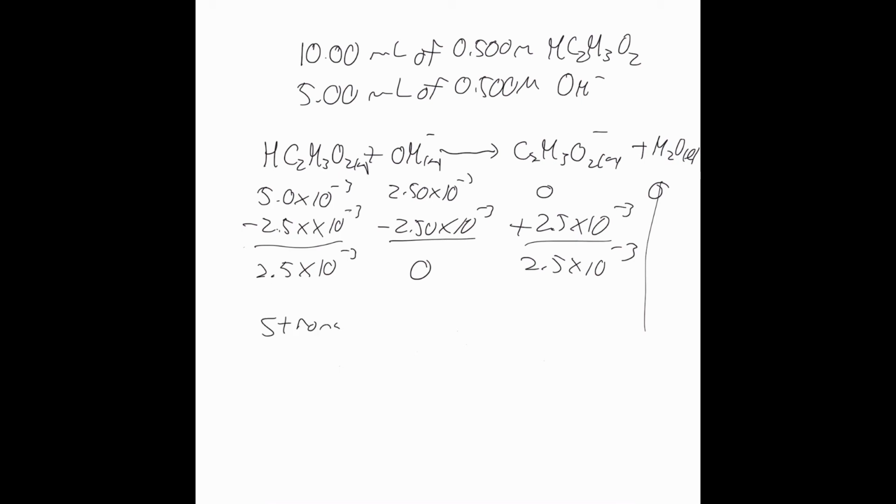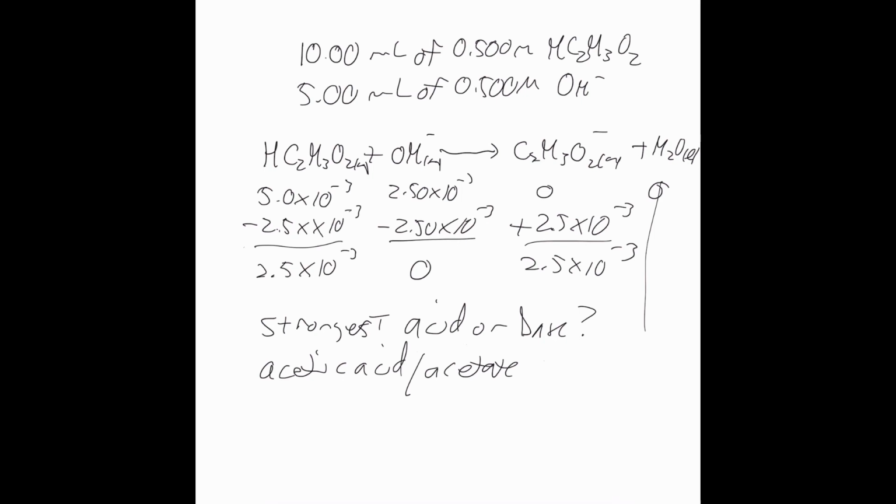Now the question is always, what is the strongest acid or base left? And so here we look at what we have left. We have water. Okay, that's clearly not the strongest. We don't have any OH minus left. We have acetic acid, which is a weak acid. And we have acetate, which is a weak base.